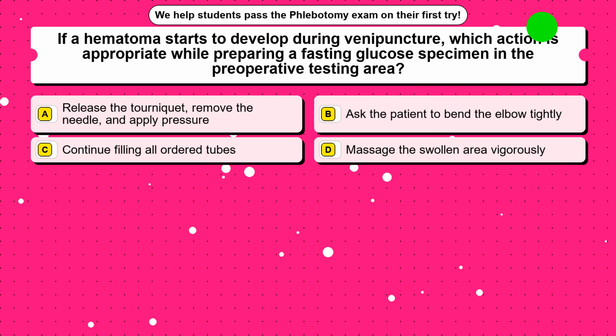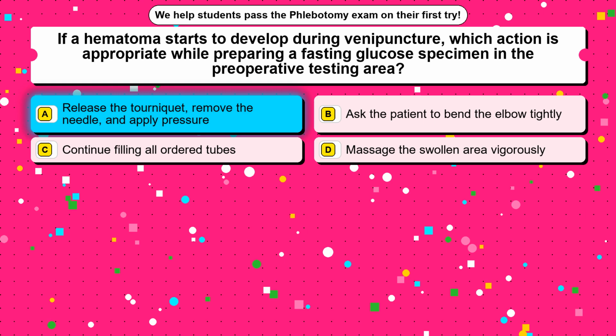Question 25. If a hematoma starts to develop during venipuncture, which action is appropriate while preparing a fasting glucose specimen in the preoperative testing area? Option A. Release the tourniquet, remove the needle, and apply pressure. Option B. Ask the patient to bend the elbow tightly. Option C. Continue filling all ordered tubes. Option D. Massage the swollen area vigorously.